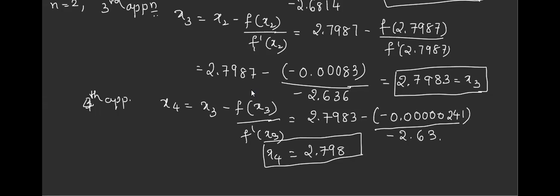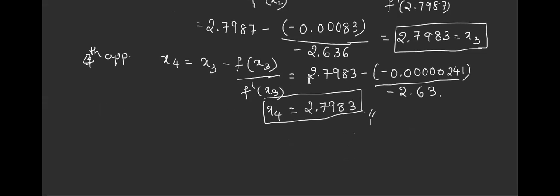Tell me 798. 983, ma'am. Sure, done. So in the question, what have they asked, how many decimal places? Or is nothing mentioned? 4 decimal places. Okay, let us round it off then. I think all digits will get.